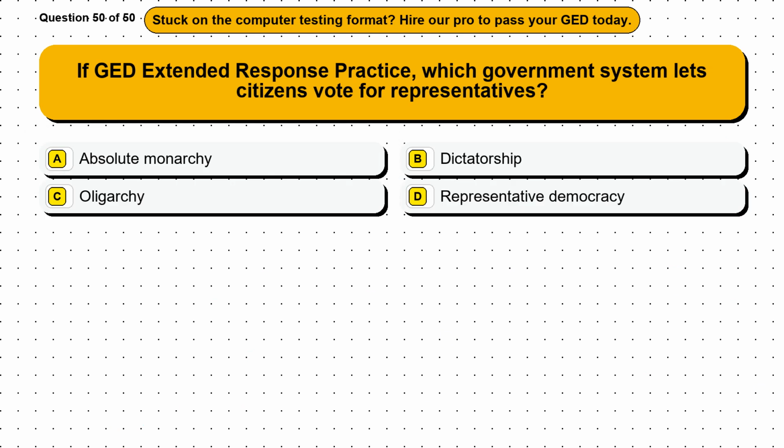Question 50. If GED Extended Response Practice, which government system lets citizens vote for representatives? Option A, absolute monarchy. Option B, dictatorship. Option C, oligarchy. Option D, representative democracy.